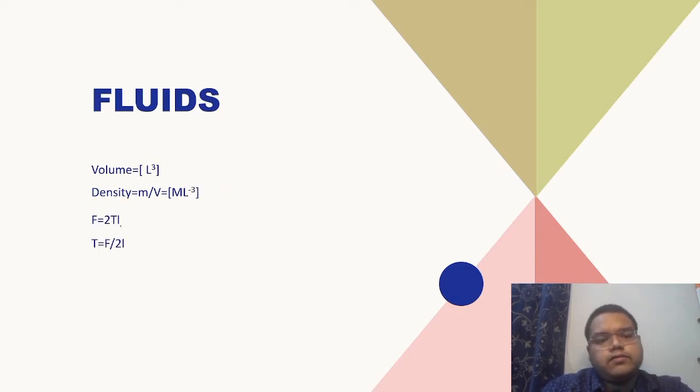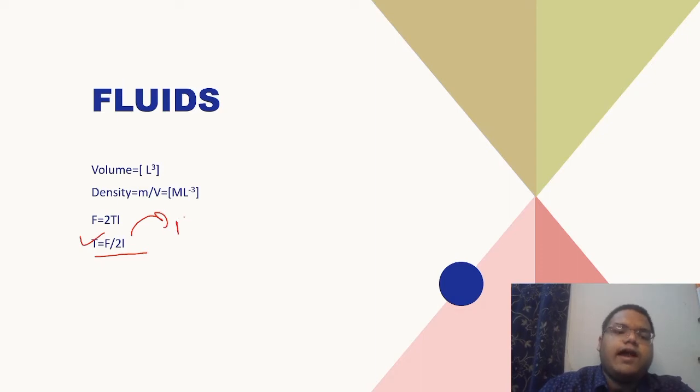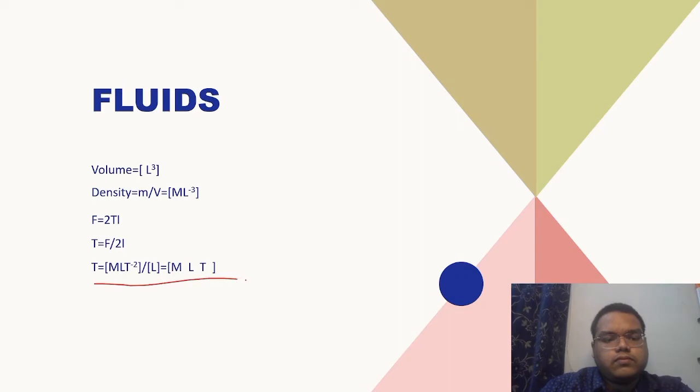Next, T is the surface tension, which is F by 2L, or in some places F by L, and in some places F by 4L, but that does not matter to us because these 2 and 4 are all dimensionless. See, m L t to the power minus 2 divided by L gives out m to the power 1, L to the power 0, t to the power minus 2.